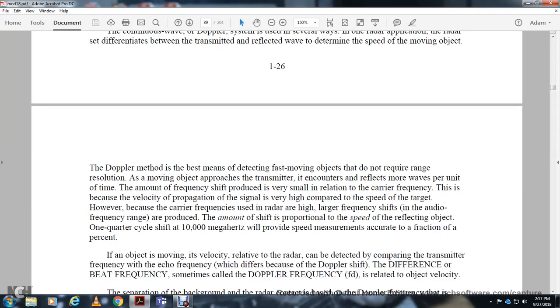Resolution: as moving objects approach the transmitter, they encounter more of the reflected microwaves per unit of time, and the amount of the frequency shift produced is very small in relation to the carrier frequency. This is because the velocity of the propagation signal is very high compared to the speed of the object. However, because the carrier frequency used for the radar is high, a larger frequency shift, in the audio frequency range, is produced. The amount of shift is proportional to the speed of the reflecting object, with a 1/4 cycle shift at 10,000 MHz providing speed measurement accurate to a fraction of a percent.